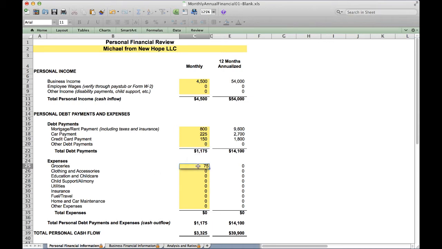The next section of this worksheet is where you can estimate other common personal expenses. I'm going to just fill in some numbers here, and you can see how the spreadsheet adds up your other expenses to account for where all your money goes.